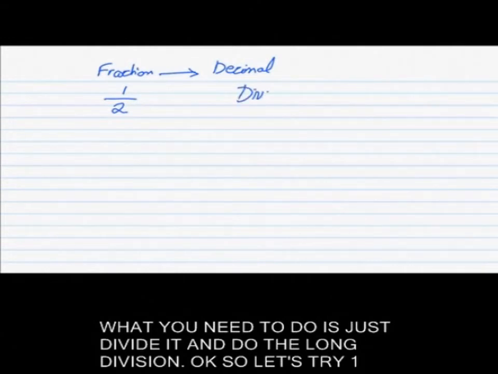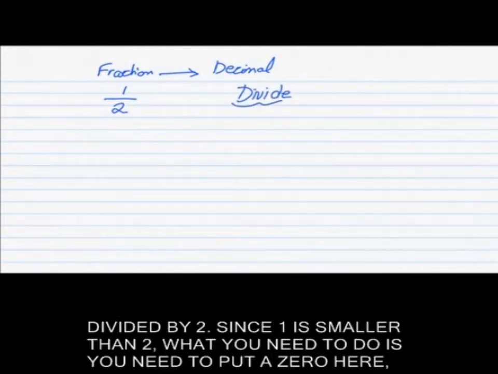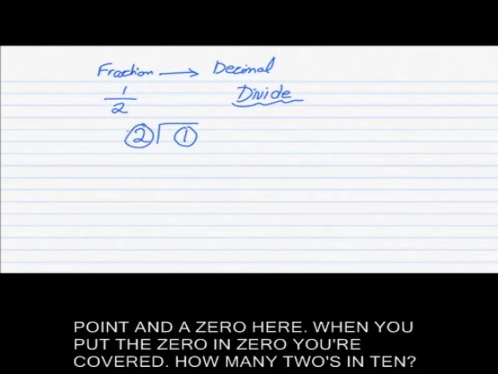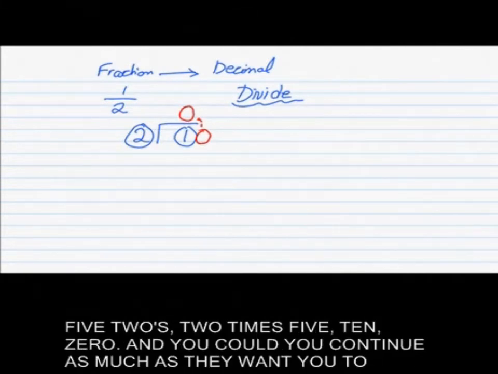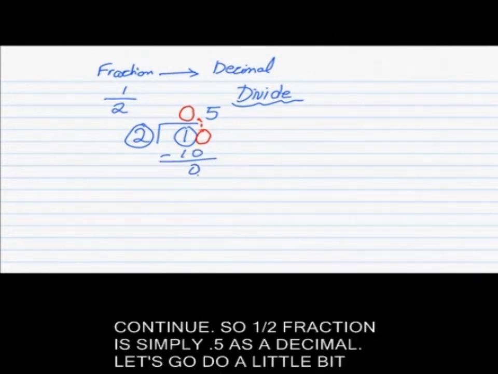Okay, so let's try 1 divided by 2. Since 1 is smaller than 2, you need to put a 0 here, point, and then 0 here. When you put the 0 and 0, you're covered. How many 2's in 10? 5 2's. 2 times 5, 10, 0. And you continue as much as they want you to continue. So the fraction 1/2 is simply 0.5 as a decimal.